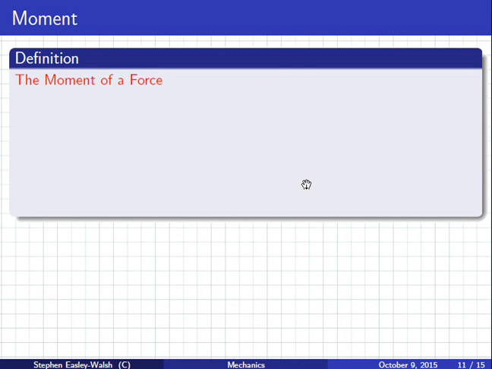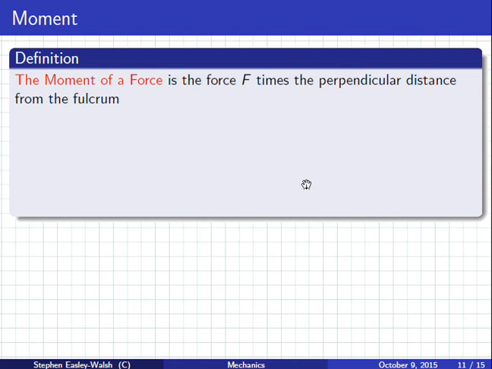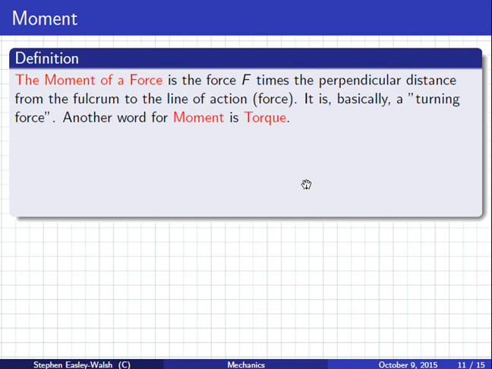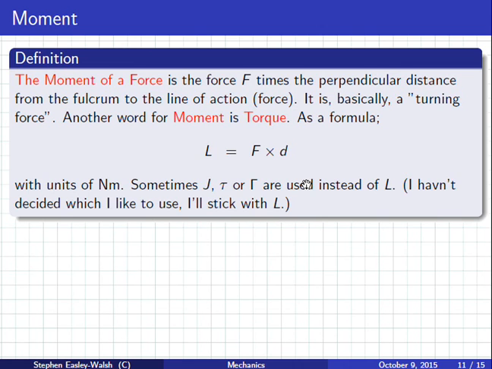A little bit of a definition. The moment of a force is the force F times the perpendicular distance from the fulcrum to the line of action. So basically as a formula, it's like this. Now I'm sorry, that's a lot to write down. I guess I lied to you when I said there's not much. So if you write this down, I'll explain it. It's called the turning force, or the moment.